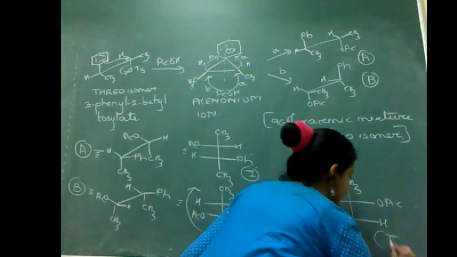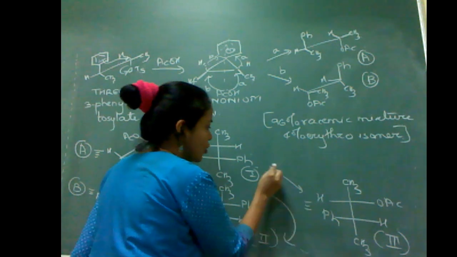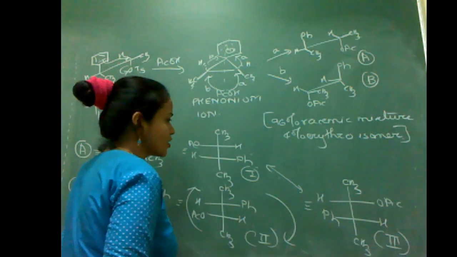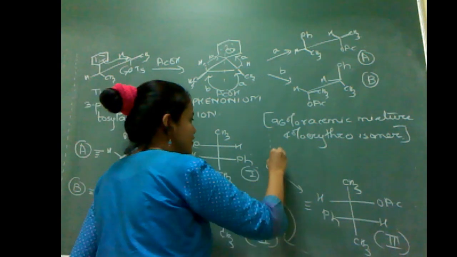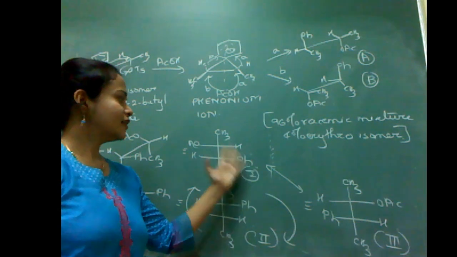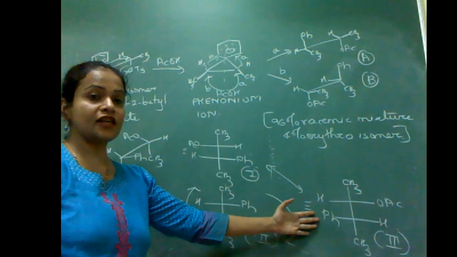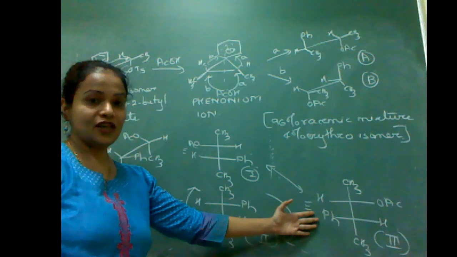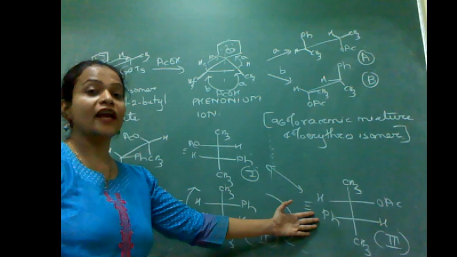So you write structure 3. Now if you try to correlate structure 1 and structure 3, what you can see is, you can try inserting a mirror plane, and you can see that this particular one forms a mirror image relationship with structure 3. So when it is forming the mirror image relationship with structure 3, they indicate that they are an enantiomeric pair.